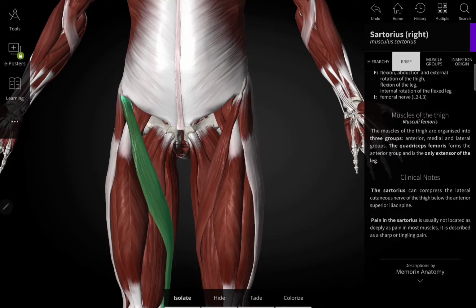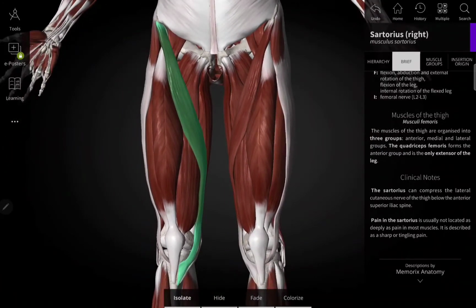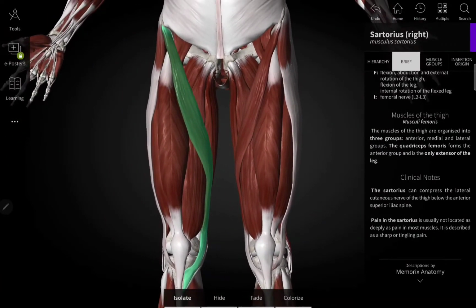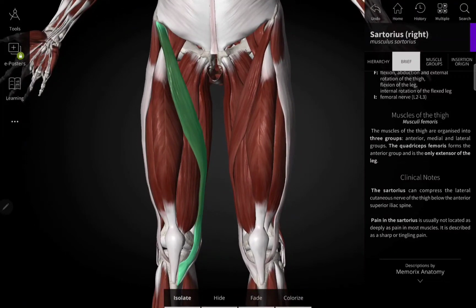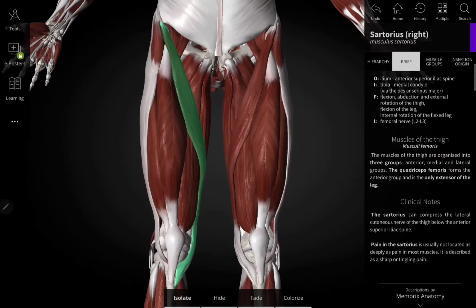The first muscle we are going to see is the sartorius. You can see here, this is the sartorius. So now I am going to isolate this muscle in order to have a clear cut vision of the origin and insertion of the muscle.